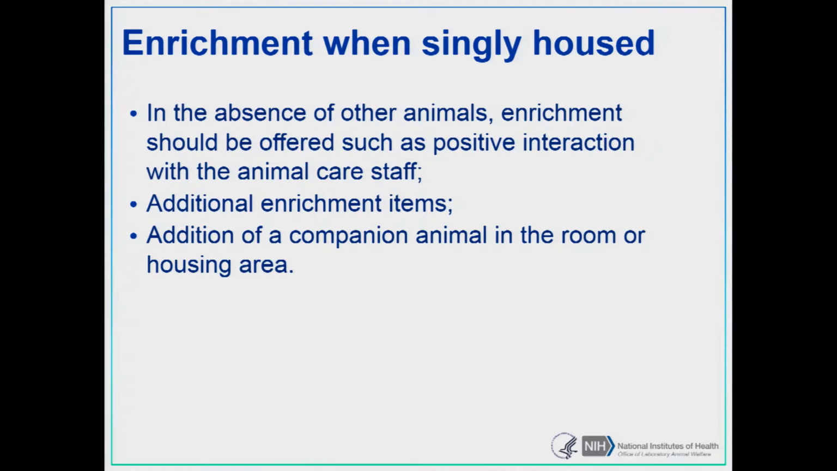The guide also talks about that if you have to have an animal in the absence of other animals, do more with interaction with the animal care staff, similar to what the Animal Welfare Act is talking about. This idea is that we can still do social interaction with the animal by having them be able to visualize other animals, have companion animals in the room that they have an affiliation with, and whenever possible, giving them more things to do with additional enrichment items.